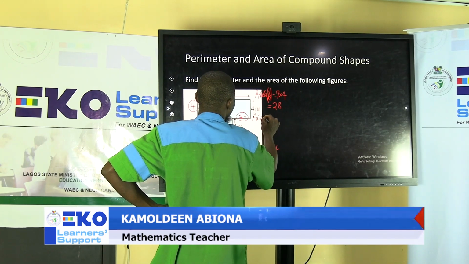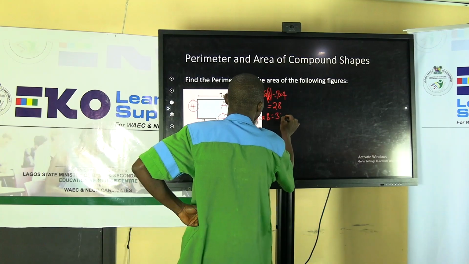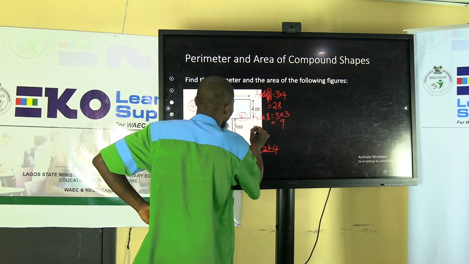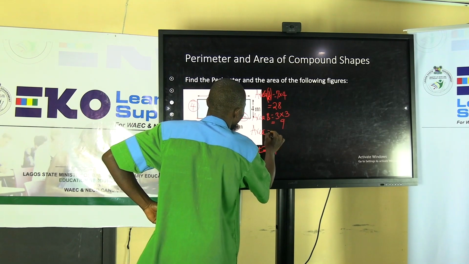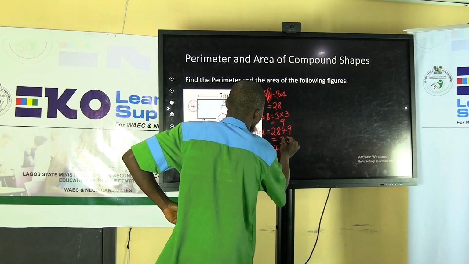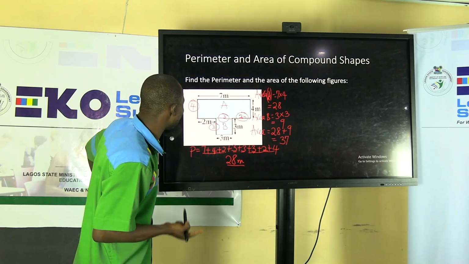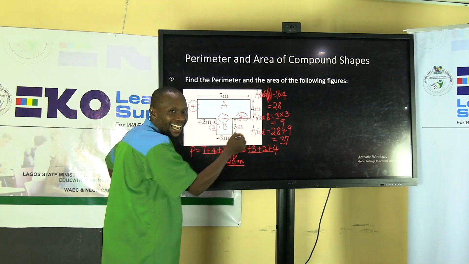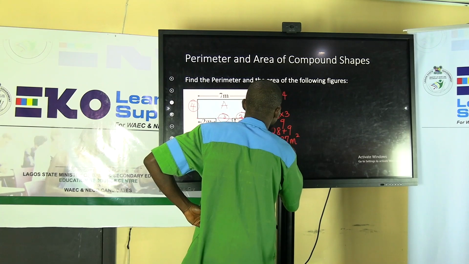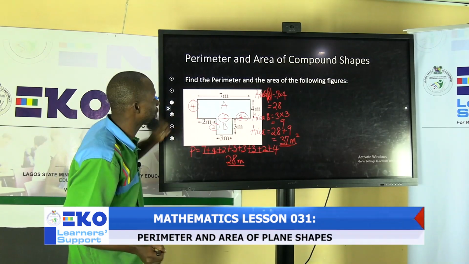Area B is what? 3 multiplied by 3. 3 times 3, and that is 9. So add the two together. The total area of the shape is 28 plus 9, and that is 37. Now, area has a standard measurement. In this case, this is meter, so it will be meter squared. 37 meter squared. So that is the area for this particular shape.